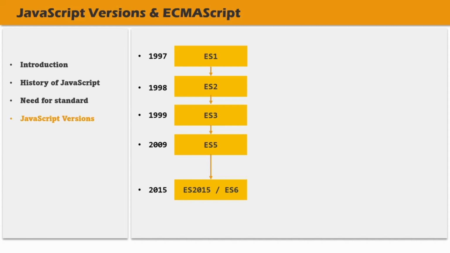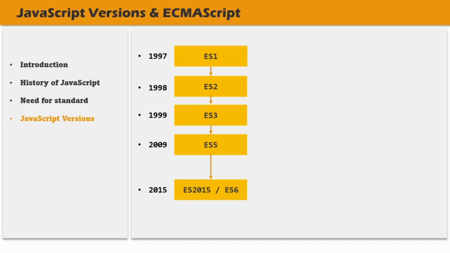For example, in your code, if you are using the let and const keywords to create a variable, if you try to run that code in older browsers, since let and const keywords were introduced in ES6, and older browsers do not support ES6, that code will fail in older browsers, but it will run fine in modern browsers, in new browsers. Okay?